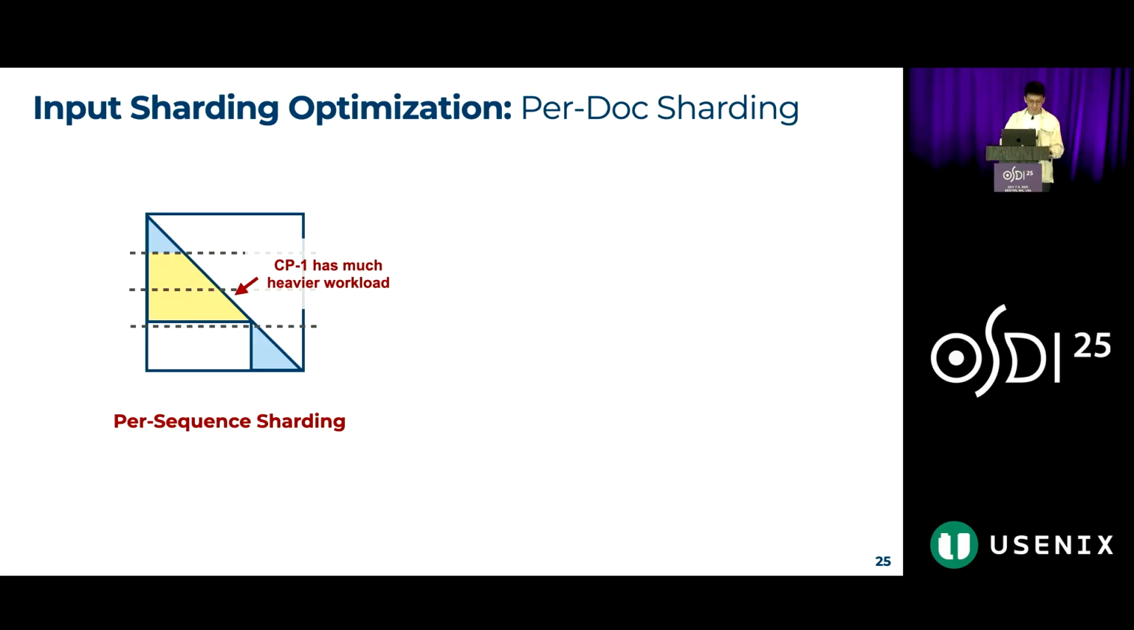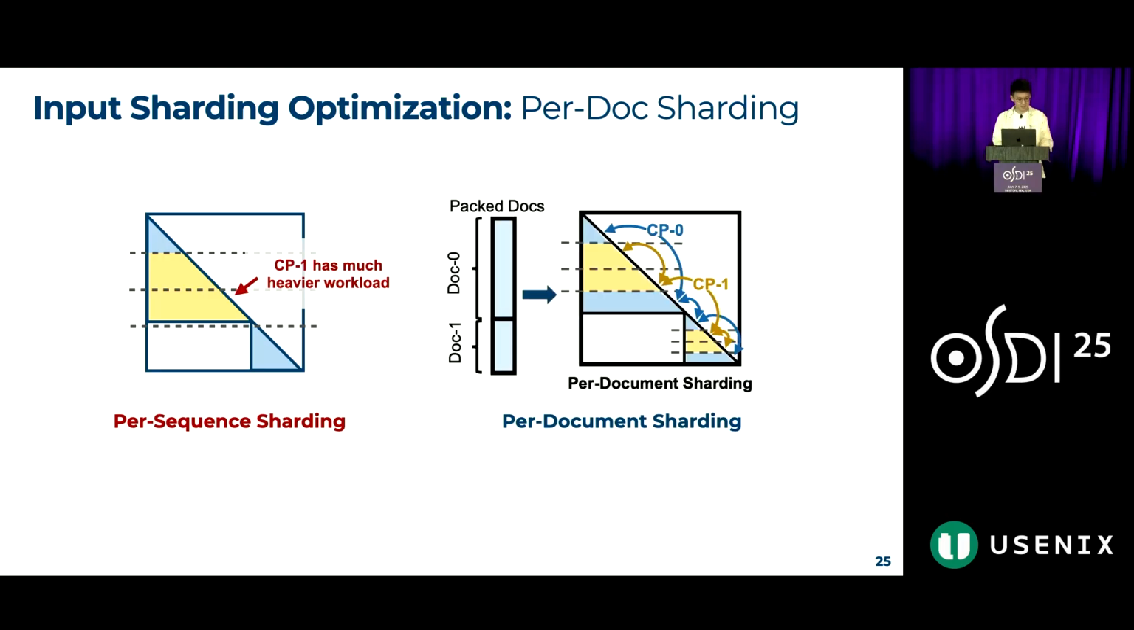And besides packing, input sharding at the CP level also introduces workload imbalance. Traditionally, sharding is done in a coarse-grained per-sequence manner, which shards the whole sequence, so some of the CP workers will get much heavier workload than others. To optimize this, we propose to perform a more fine-grained per-document sharding.